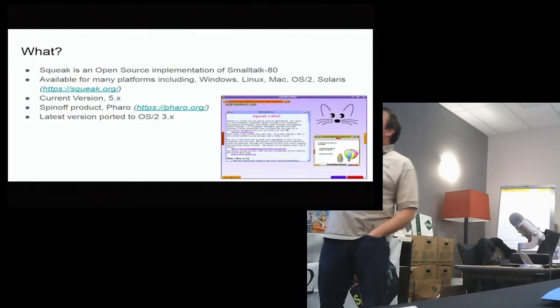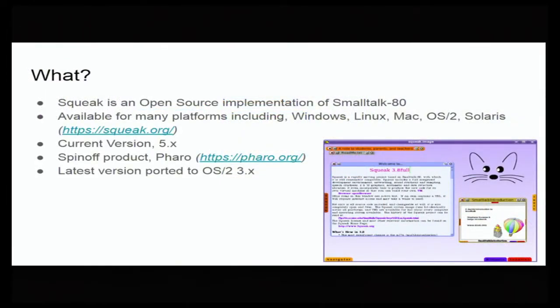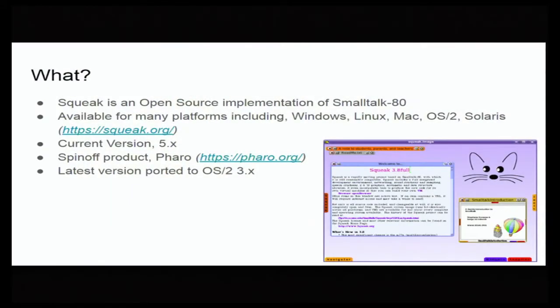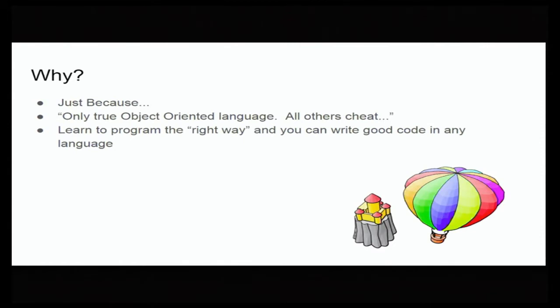The current version is actually version 5.x. It's sort of being somewhat eclipsed by a spin-off project called Pharo, which is the newer one. The latest version that is ported to OS/2 is version 3.x, which for my particular case actually works well. I'll get into why I chose it and what I'm doing with it. Because now that you know what it is, you might ask why.